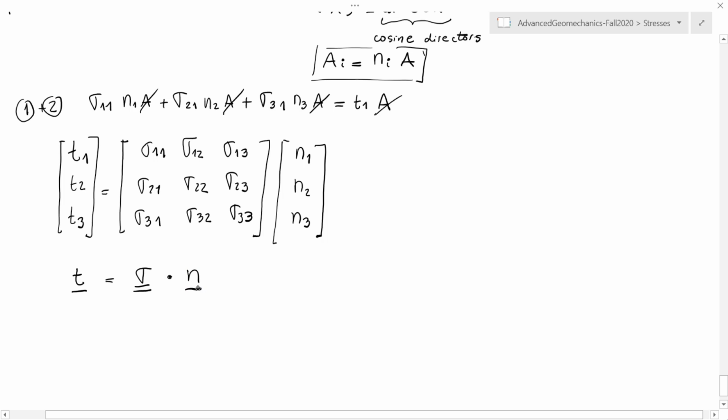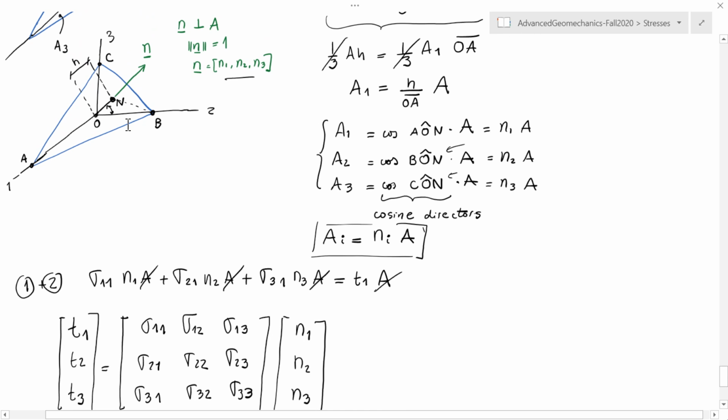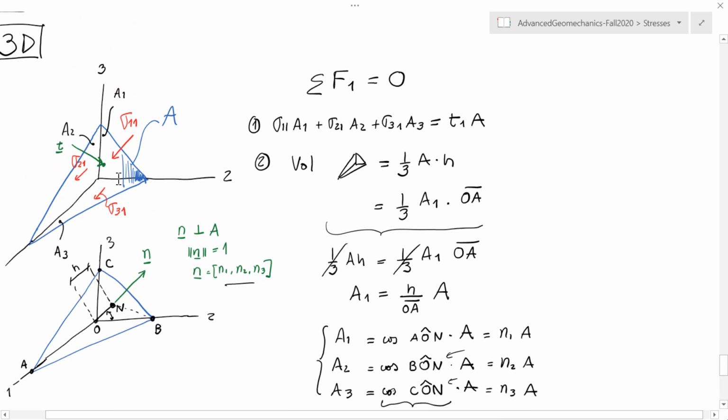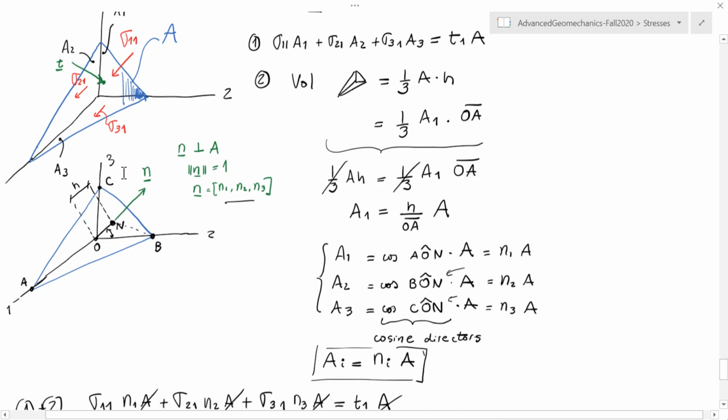Let me remind you that when you do this type of matrix product, you always do rows times columns. So the first element is the first row times the column. The second element is the second row times the column. The third element is the third row times the column, applying always the distributive law. Okay, so now we have found out what is the stress T required to keep this solid in equilibrium with the stresses applied on the faces.